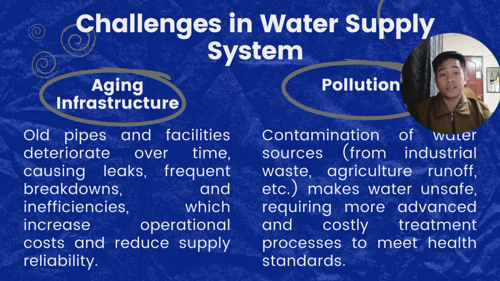Then the next is the aging infrastructure. Our old infrastructure in the water supply system, like pipes and facilities, deteriorates over time. It can cause leaks, frequent breakdowns, and inefficiency, which increase operational cost and reduce supply reliability.